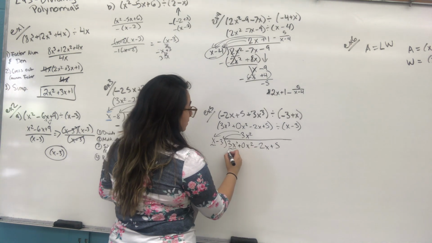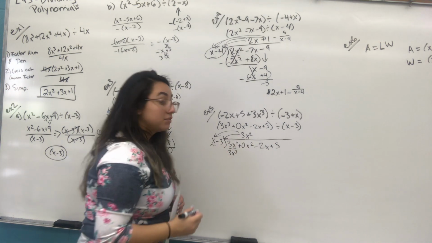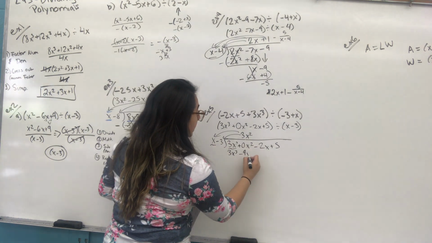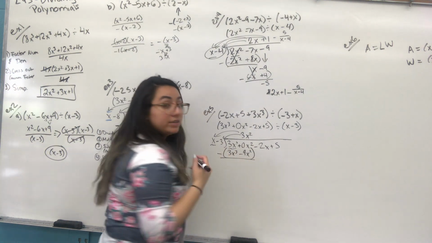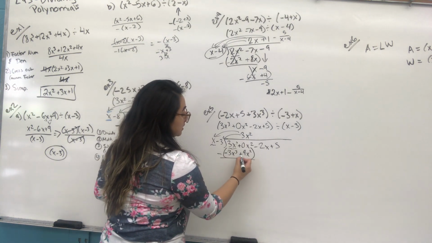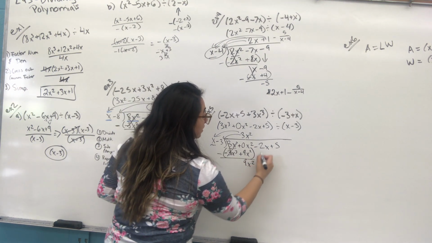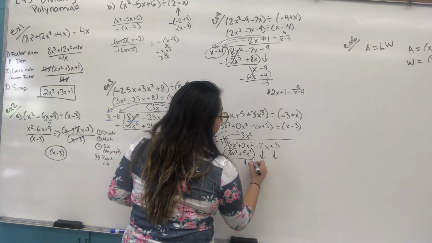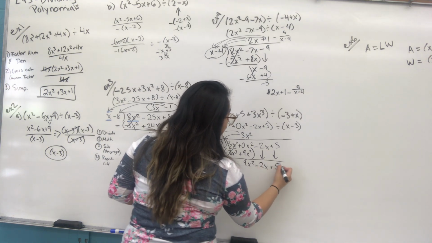3x squared times x, 3x cubed. 3x squared times negative 3, that gives you a negative 9x squared. Make your line. Now you subtract. When you subtract, you change your signs for both terms. This becomes a negative, this becomes a positive. This cancels out, and now you're left with 9x squared. Always bring everything down. So 9x squared minus 2x plus 5.